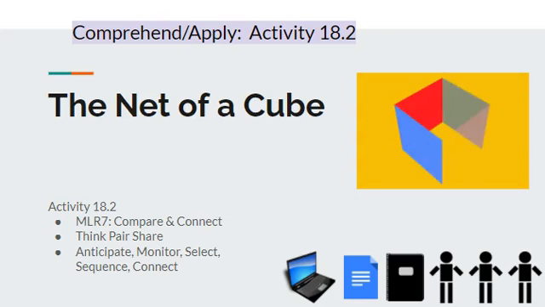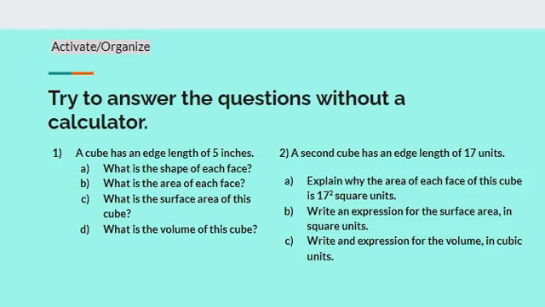All right, so you can sketch these nets out that we're going to talk about here in a second, but for the most part, you should be able to answer them just thinking about them. So if we have a cube that has an edge length of 5 inches, and I'm going to sketch this one out. All right, I have my little cube. You can sketch yours out too. Remember, it's sketching, it's not perfect. So I know that one edge of this is 5 inches.